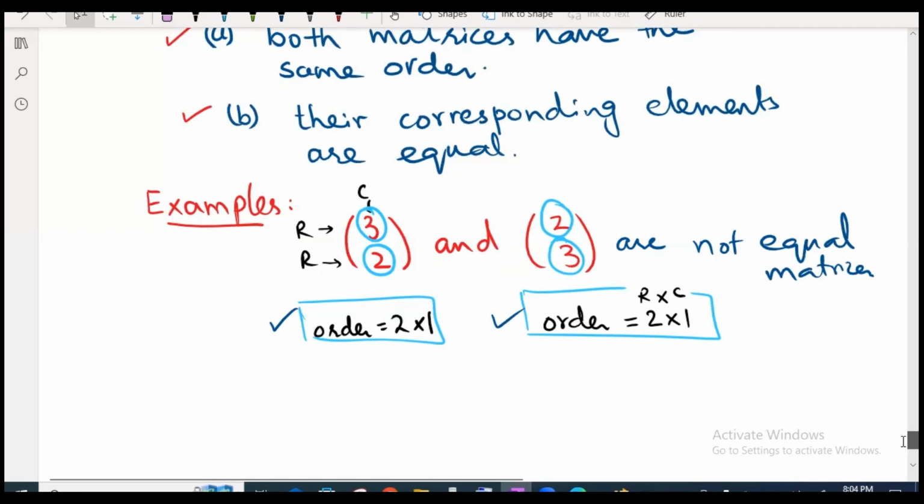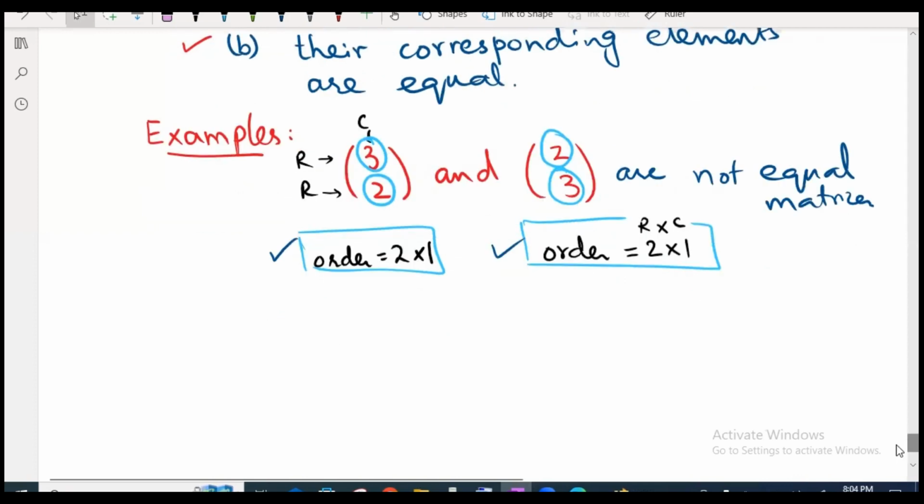Any confusion? नहीं. So should I move to discuss the next example? जी. This is example part one. Now example part two.